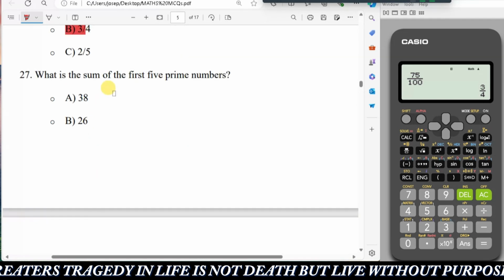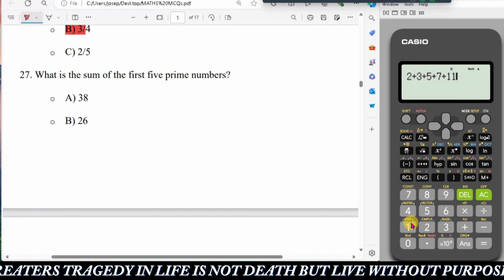Number 27. What is the sum of the first 5 prime numbers? Prime numbers are numbers that have only 2 factors, 1 and the number itself. So 1 is not a prime number. So we have 2. They say the first 5, so 2 plus 3 plus 5 plus 7 plus 11.